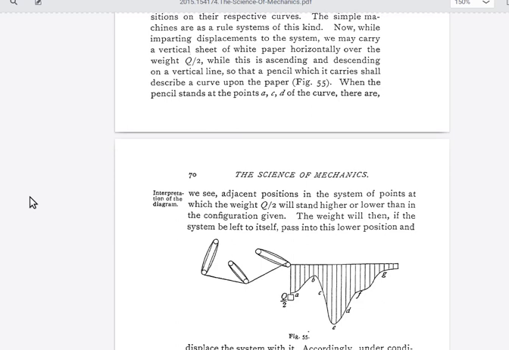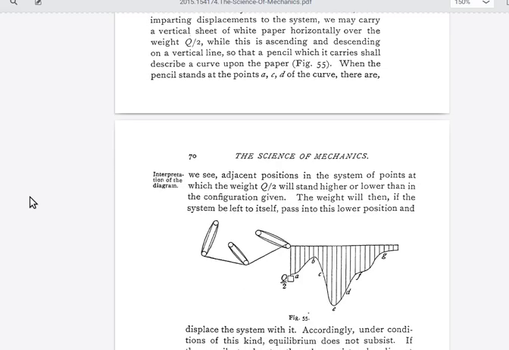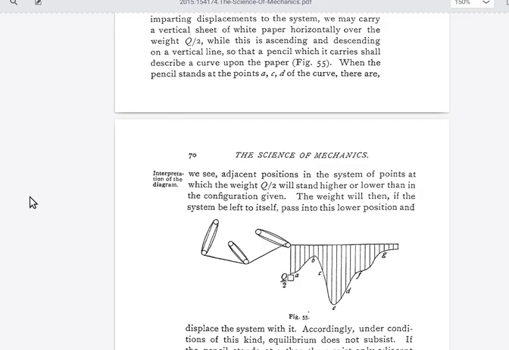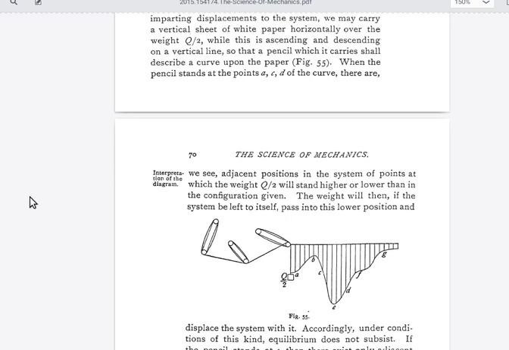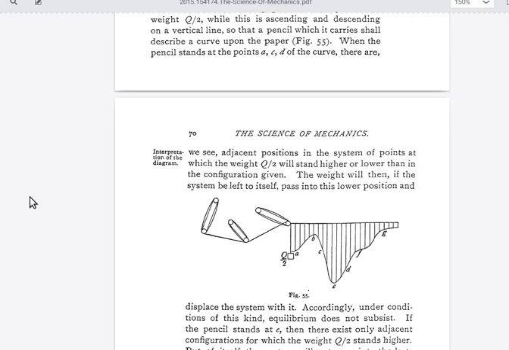Now, while imparting displacements to the system, we may carry a vertical sheet of white paper horizontally over the weight q over 2, while this is ascending and descending on a vertical line, so that a pencil which it carries shall describe on the paper the required points A, C, D of the curves. We see adjacent positions in the system of points at which the weight q over 2 will stand higher or lower than in the configuration given. The weight will then, if the system be left to itself, pass into this lower position and displace the system with it. Accordingly, under conditions of this kind, equilibrium does not subsist.